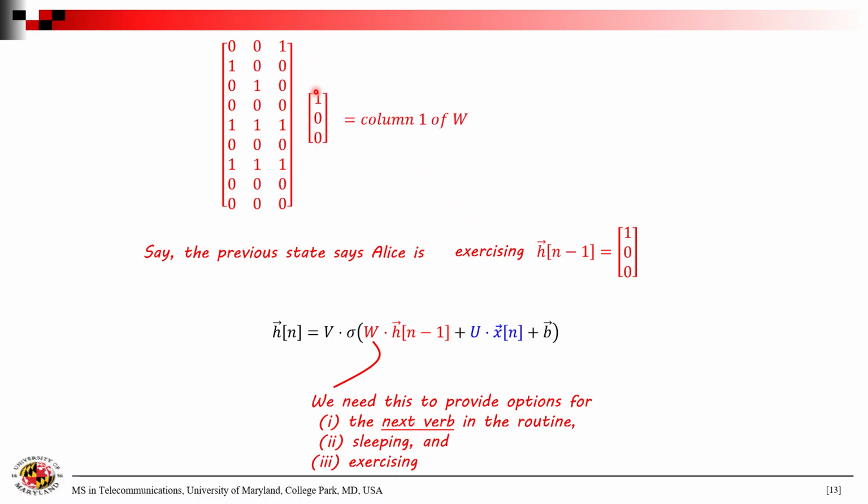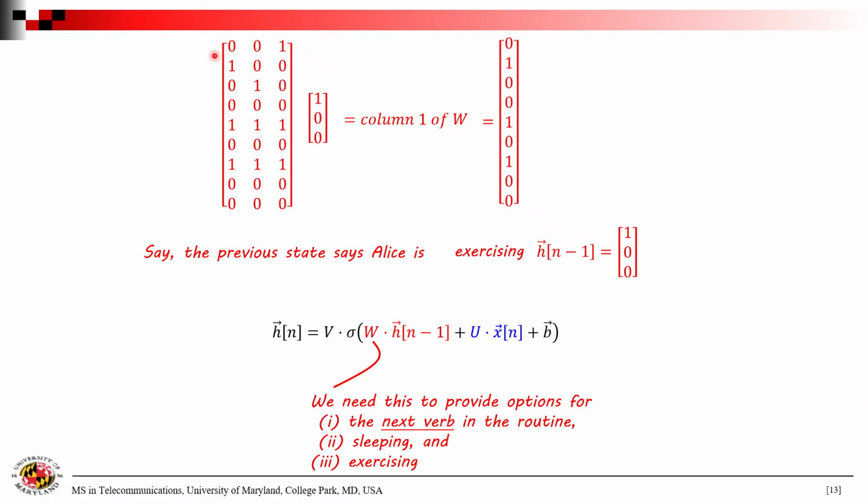Now we know that when you post-multiply a matrix by a column vector that just has a single 1 in it and everything else is 0, you're basically plucking a column of that matrix. And in this particular case, because the 1 is in the first position, we're grabbing the first column of W. So the answer of this matrix multiplication is column 1 of W.